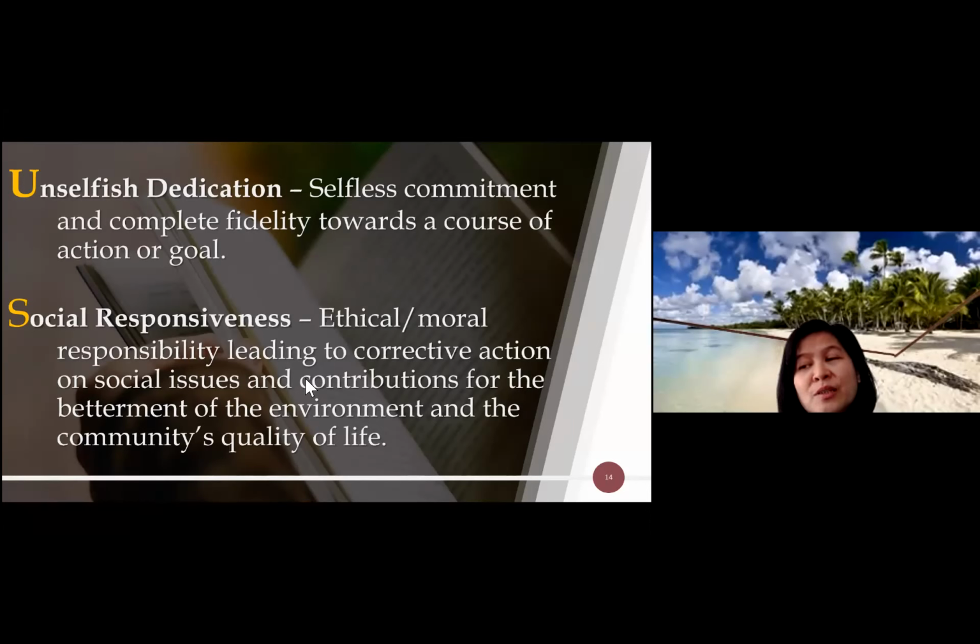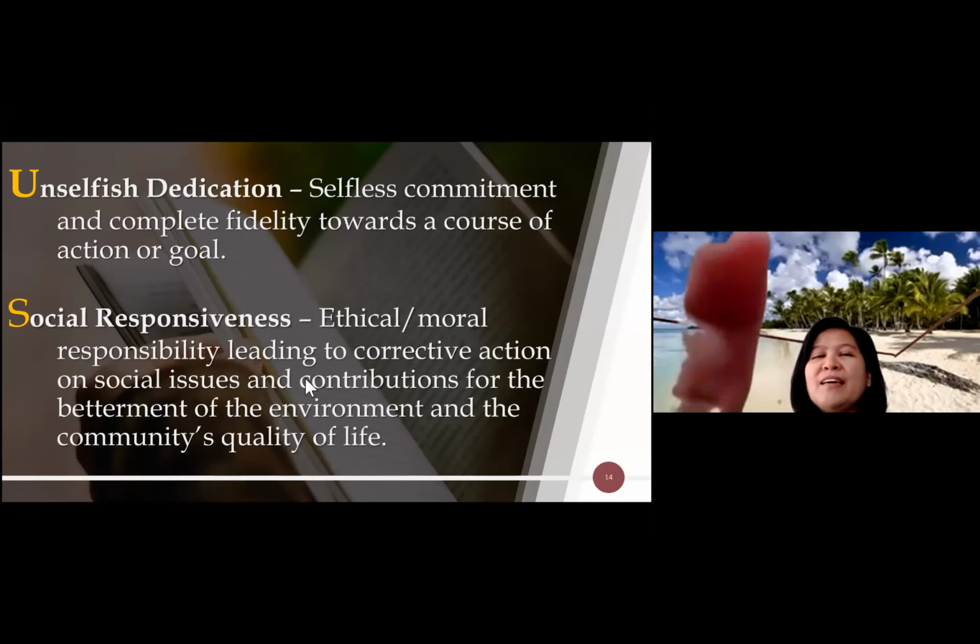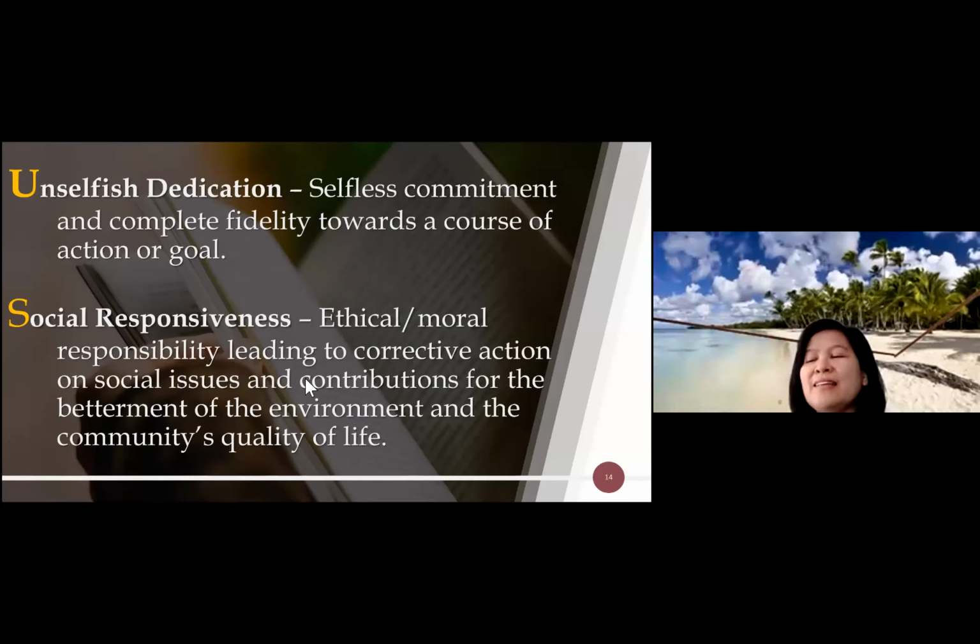And here in USTP, as I have said, it will not always be sunshine and roses. There will be rough paths, but hopefully we will be dedicated towards our mission. And what is our mission? It's to serve, simply to serve, and to do our best, despite all the obstacles that may come.